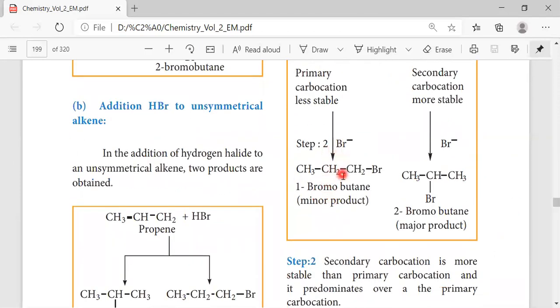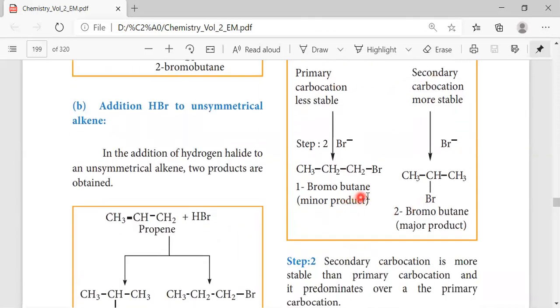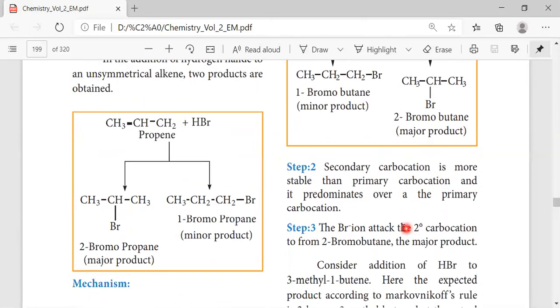Okay, so for the conversion, here what happened to this carbocation, the anionic group will attach. Again, here also the anionic group will attach. So that we are having 1-bromopropane, sorry, 1-bromobutane and then 2-bromobutane. See, this is the minor product and this is the major product.